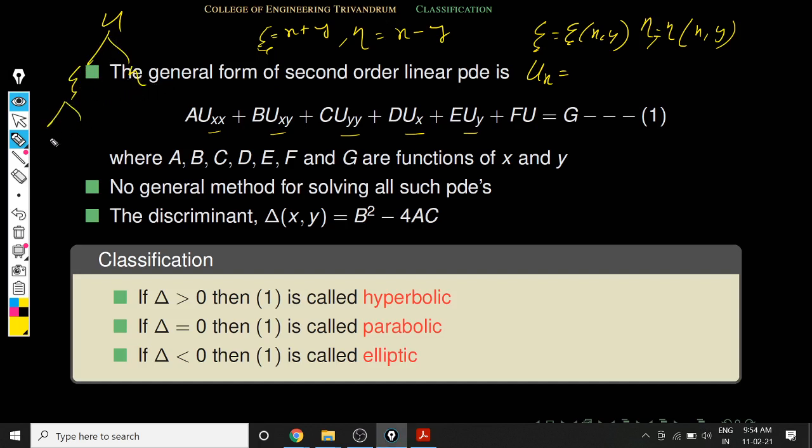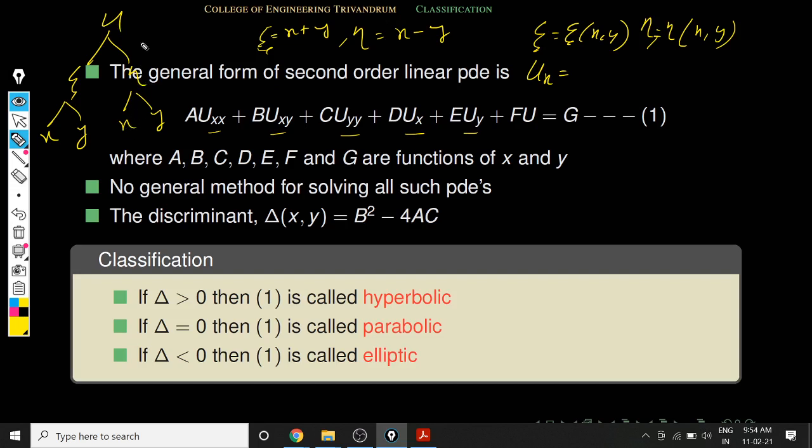And what about psi and eta? Psi and eta depend on x and y. You got it? Okay, so what is our chain rule? How to find ux using the chain rule? First you differentiate u with respect to psi, then psi with respect to x, plus you differentiate u with respect to eta into eta with respect to x.